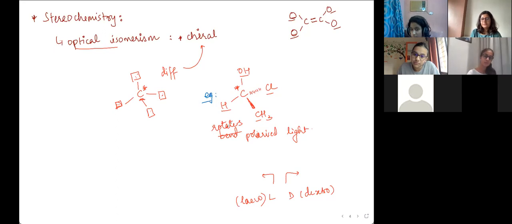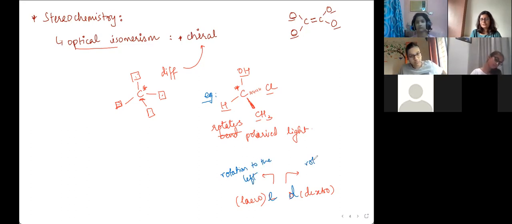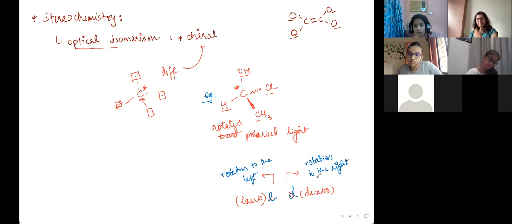So chiral carbon rotates polarized light. If it rotates to the left it's called levo rotation, represented by small l, and small d is rotation to the right. So only chiral carbons can show optical isomerism. Achiral will not show.